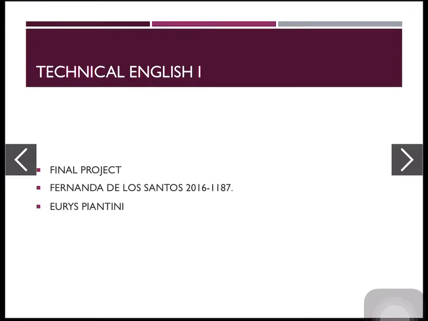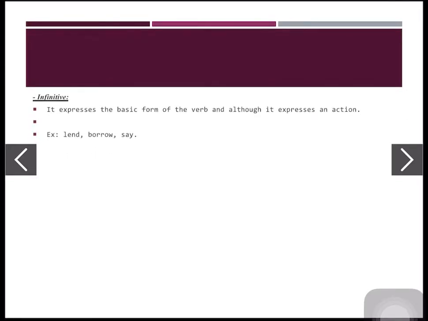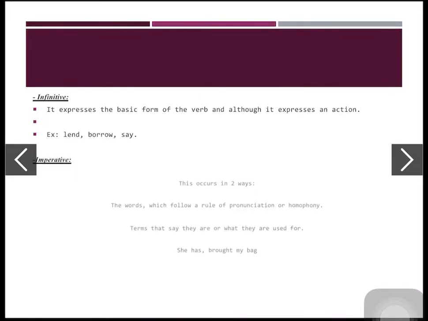now I don't remember at all, but we had infinitive, indicative, personal pronouns, time and moments, past simple, present continuous, and future perfect. Here we have the infinitive. It expresses the basic form of the verb and also it expresses an action. For example, lend, borrow, say, dance, play.